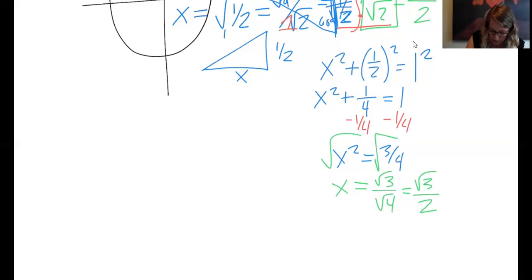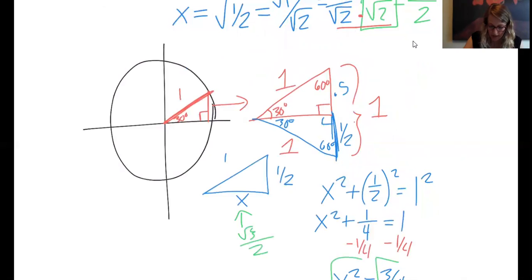So what I just found was that that side right there is square root of 3 over 2. I'm going to go back up to my circle and label that. So what I just found was that the horizontal side was square root of 3 over 2, and that the vertical side was a half. That makes this point, since it's xy, (square root of 3 over 2, 1/2). Okay, we're going to keep going. There's one more kind of.